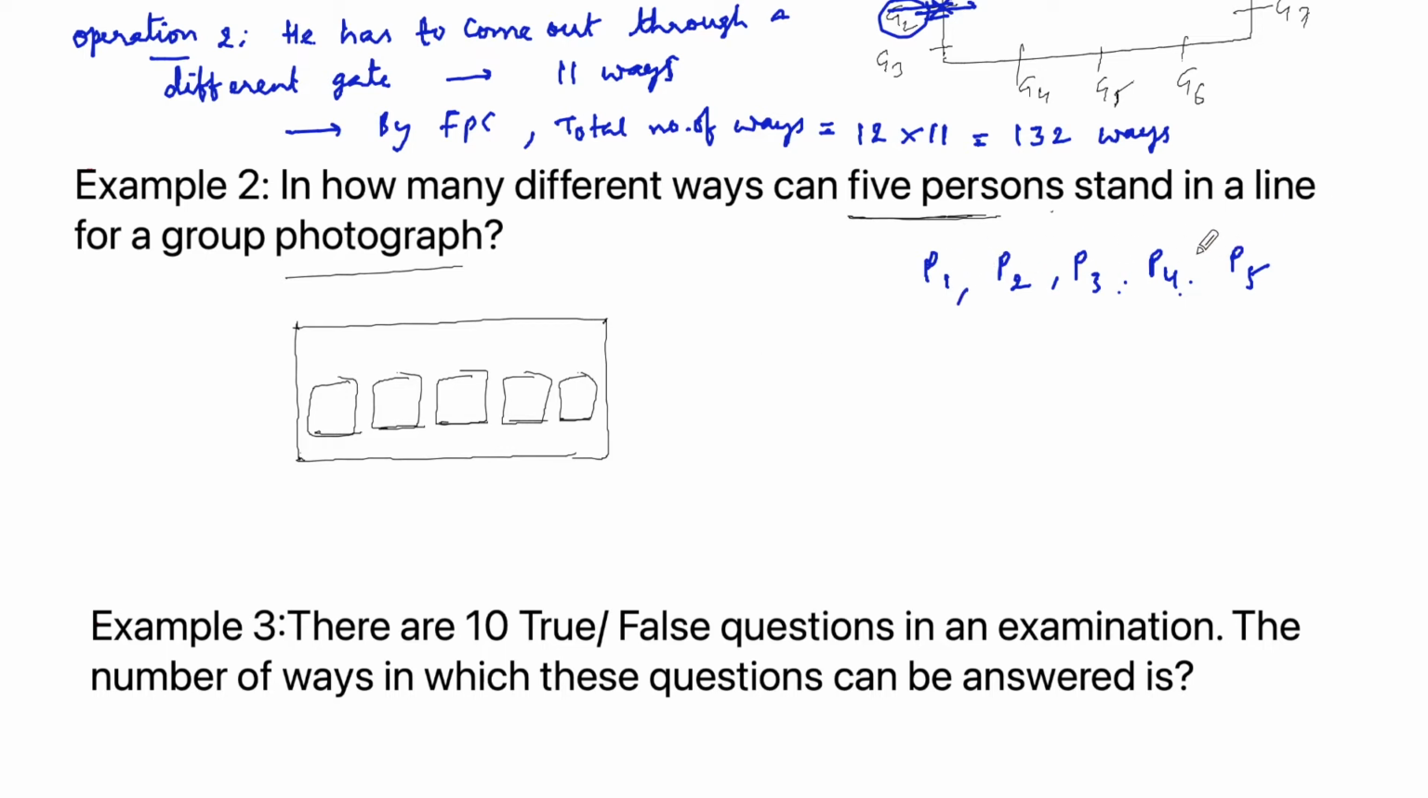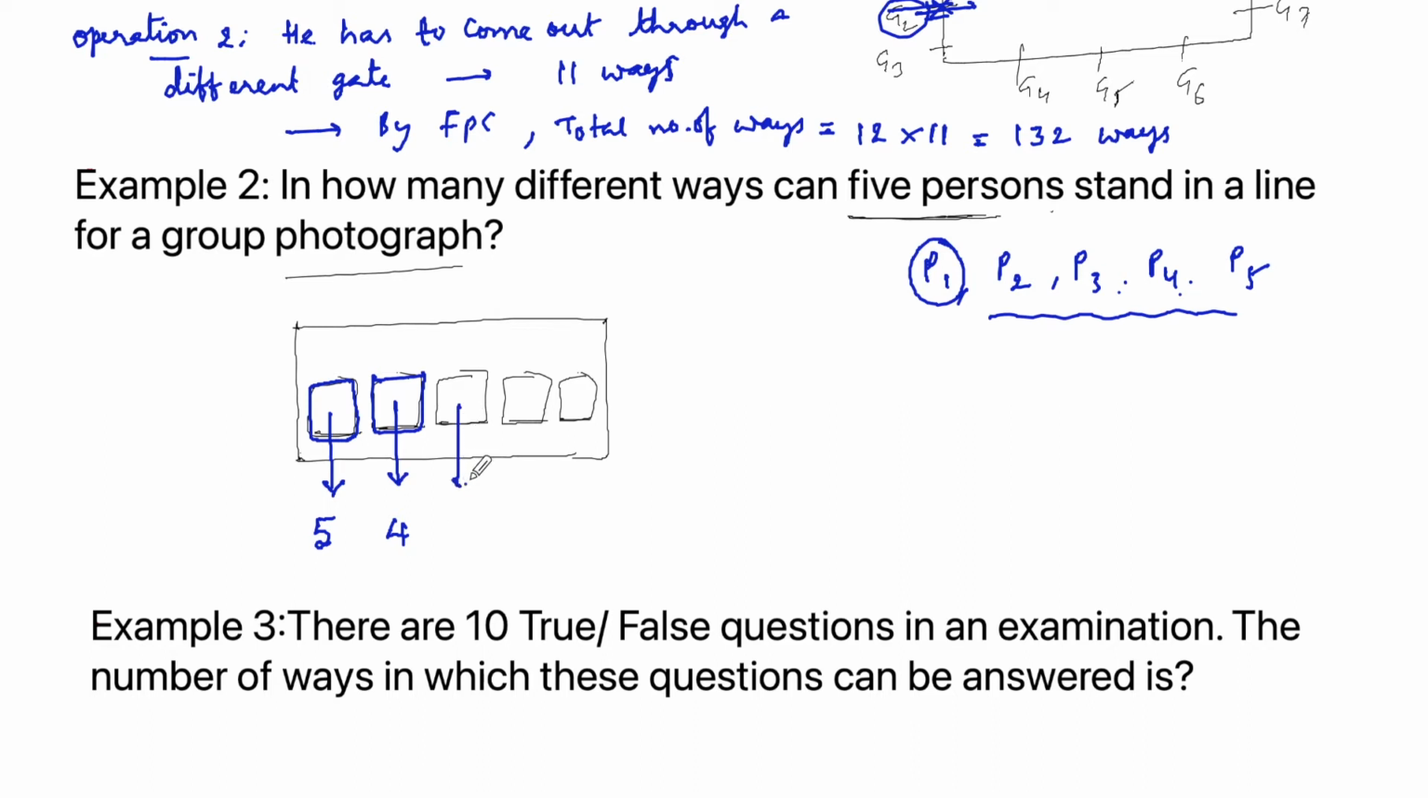Now, if one of the persons, say P1, is choosing a position, he can select either the first place, second, third, fourth or fifth place. We can say the first position can be occupied by any of the 5 persons, so 5 possibilities. Then for the second position, if the first place is occupied, the remaining 4 persons are there to occupy, so there are 4 possibilities for the second position.